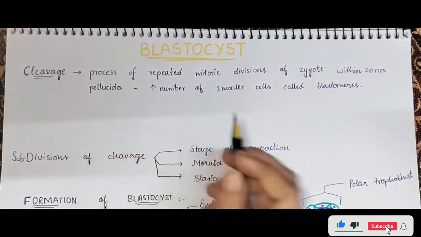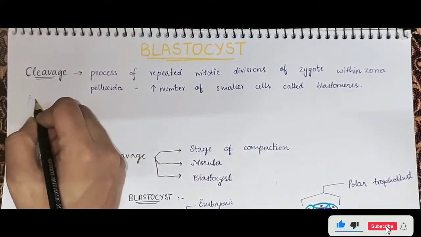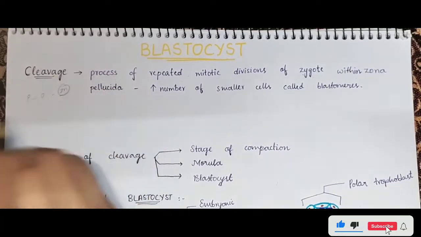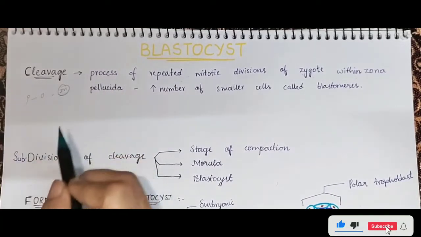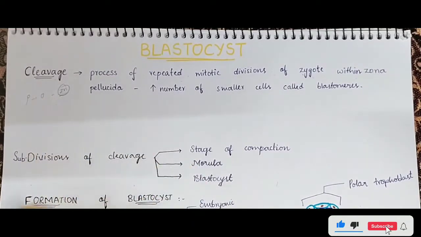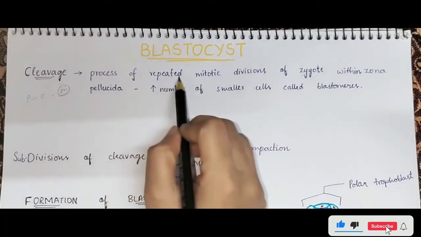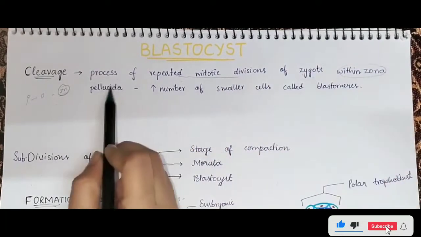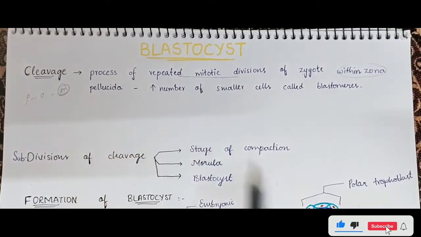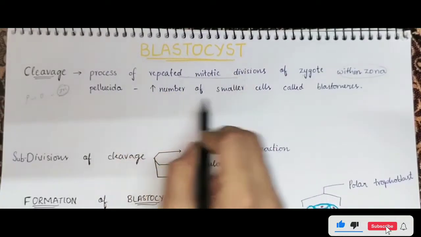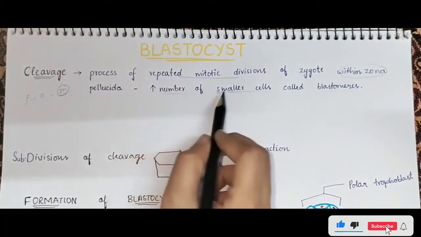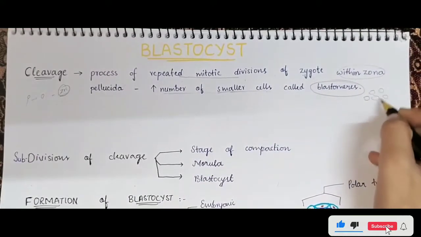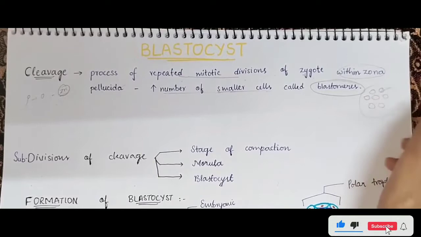When a male sperm fuses with the female ovum, it gives rise to a structure known as zygote, right? Immediately after its formation, the zygote starts dividing, which means it starts its process of cleavage. So repeated mitotic divisions of the zygote occur within the zona pellucida, which remains intact. As a result, the number of small cells keeps increasing, and those small cells of the cleaving egg are called blastomeres.